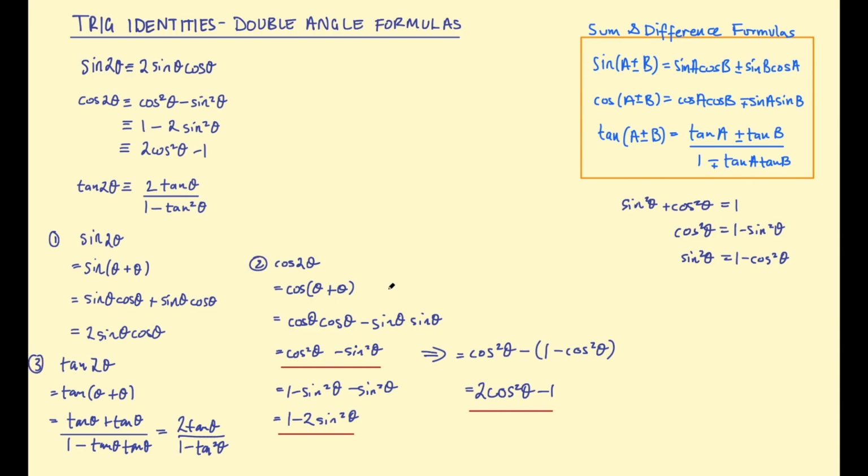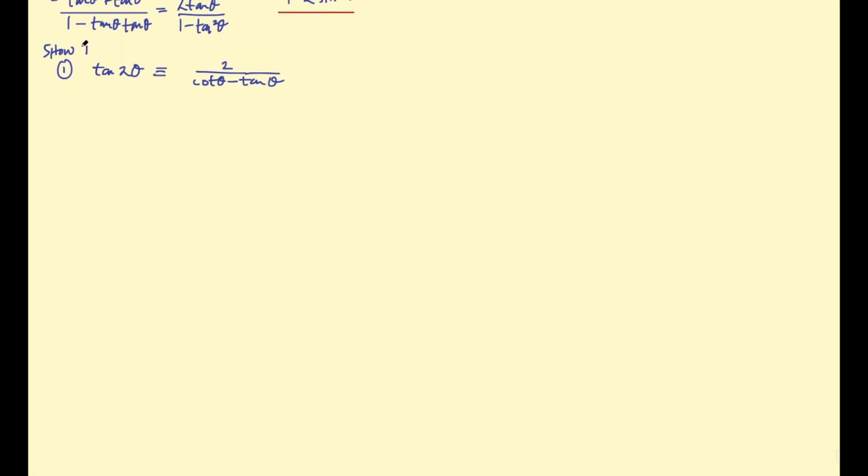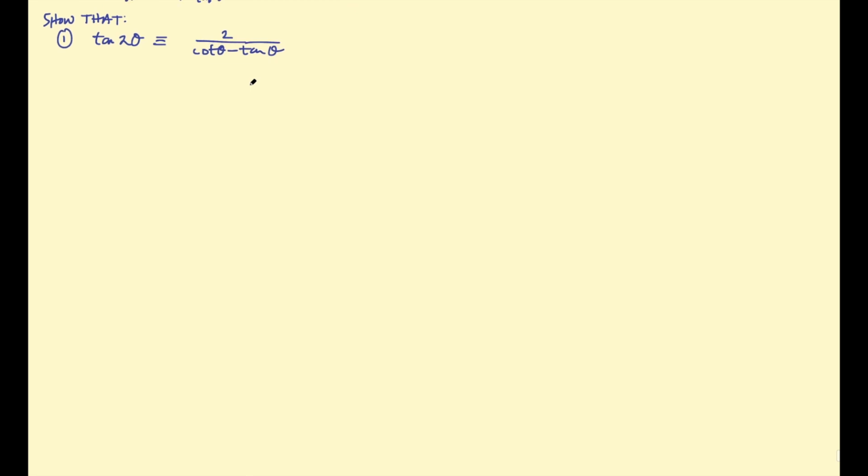Let's go on and have a look at some example problems now involving these. And also this is going to involve all of the other identities we've looked at in this series as well. So the first problem we can do is going to be tan 2 theta is equivalent to 2 on cotangent theta take tan theta. And these are all going to be show that questions. So we're verifying trigonometric identities. You want to show that the left-hand side is equivalent to the right-hand side. Okay, so we could either start with the right or the left. I'm going to start with the left-hand side.